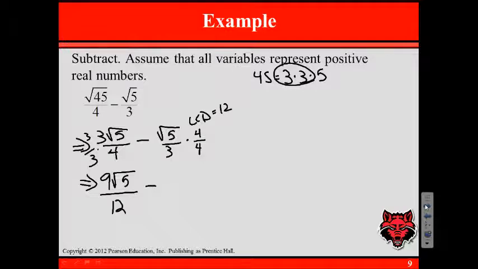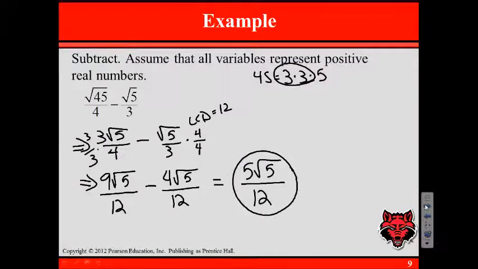in the second fraction, square root of 5 times 4. Because 4 is on the outside, we will keep it on the outside. So 4 square root of 5 over 12. In the numerator, because we have the same type of root, the same numbers underneath the root, we can combine the coefficients, the numbers out front. 9 minus 4 is 5. So we have 5 square root of 5 all over the same denominator, 12.